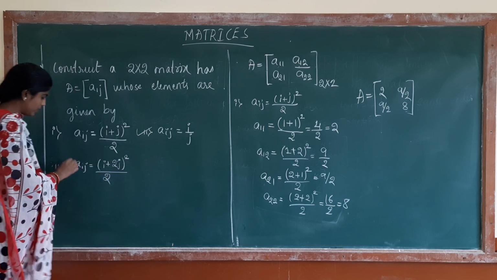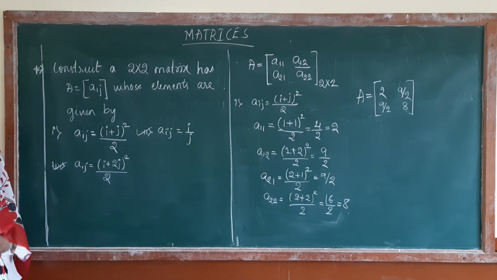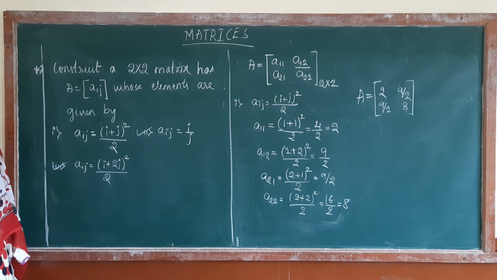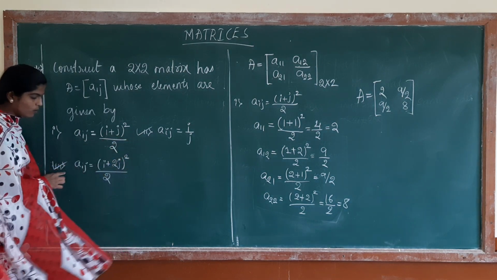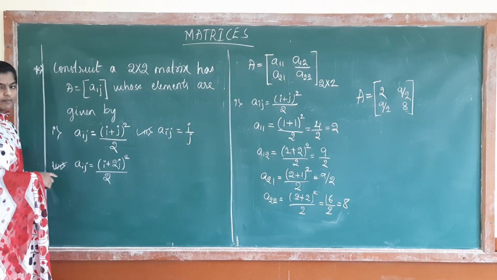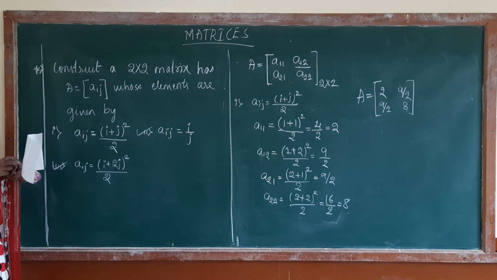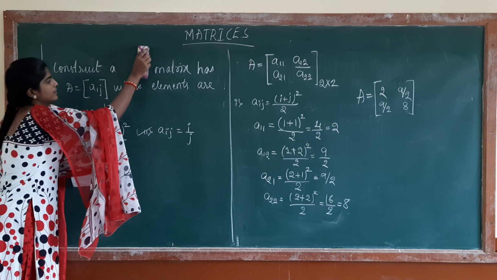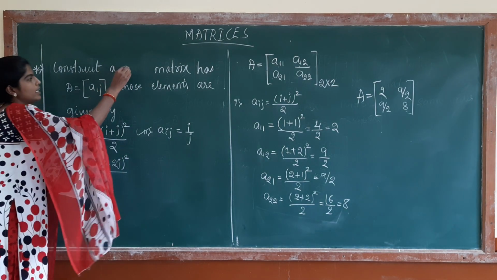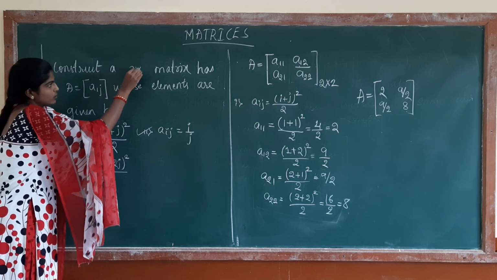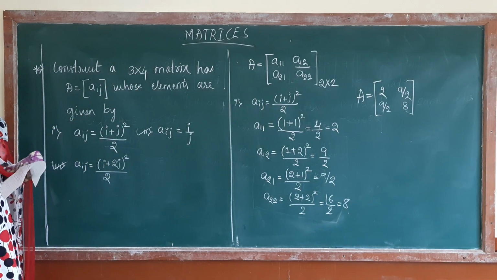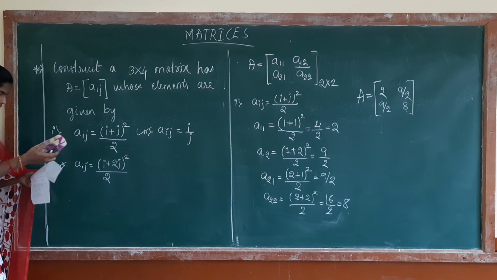You have to try for these two conditions. It is easy. It contains only a 2 cross 2 matrix. Try for these two conditions. Next we move to the construction of the 3 cross 4 matrix. Until here we took a 2 cross 2. Now construct a 3 cross 4 matrix with a different condition.